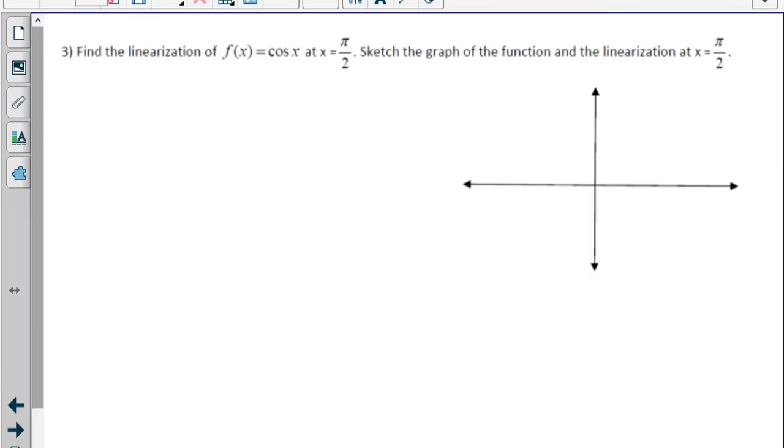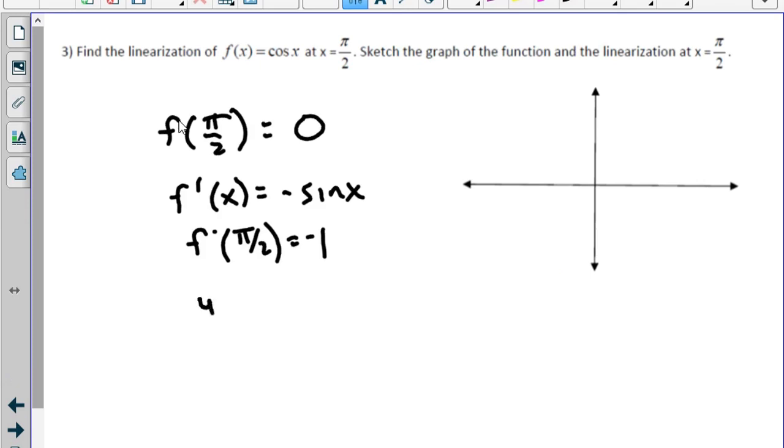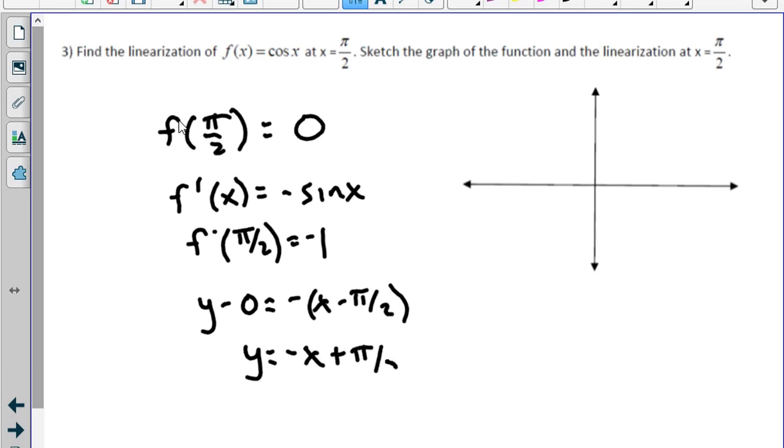Find the linearization of f of x equals cosine of x at pi over 2. So now this is another similar situation. So our linearization is y minus 0 equals -1 times x minus pi over 2. So what I end up with is y equals -x plus pi over 2. That's our linearization. Sketching the graph in the linearization, I will do that on Desmos.